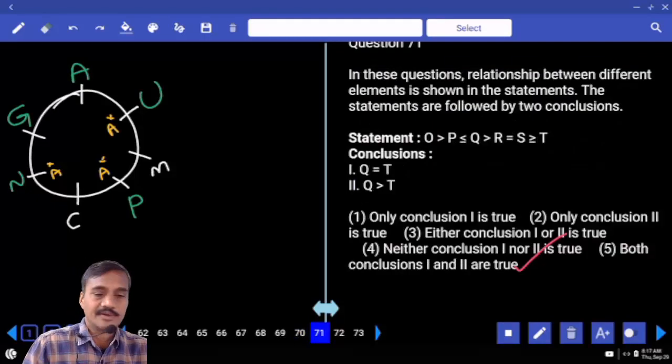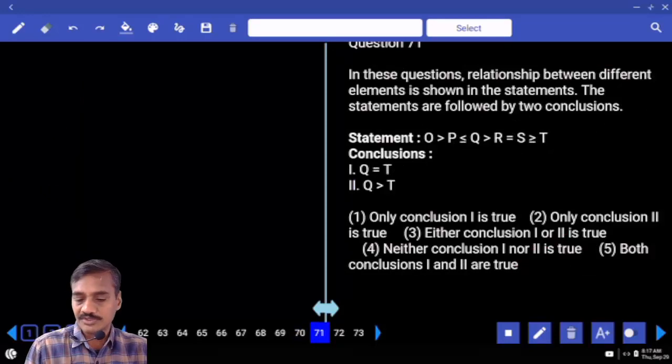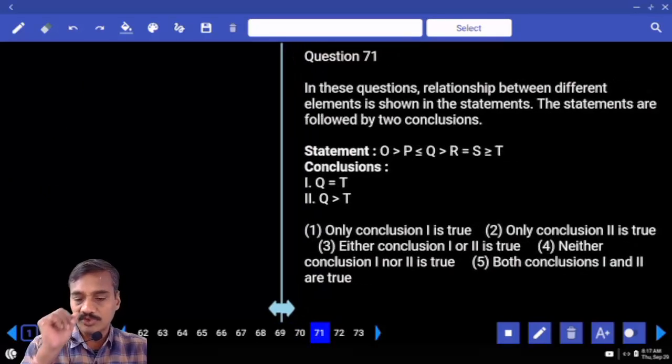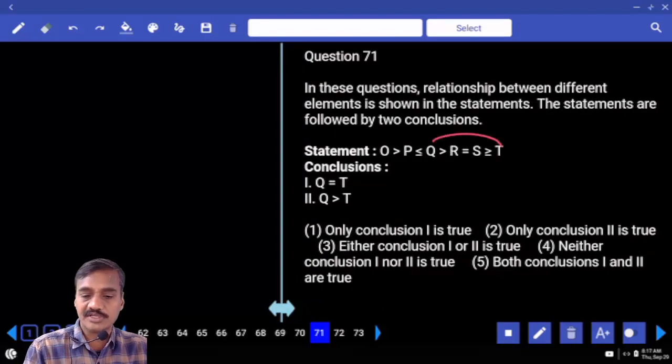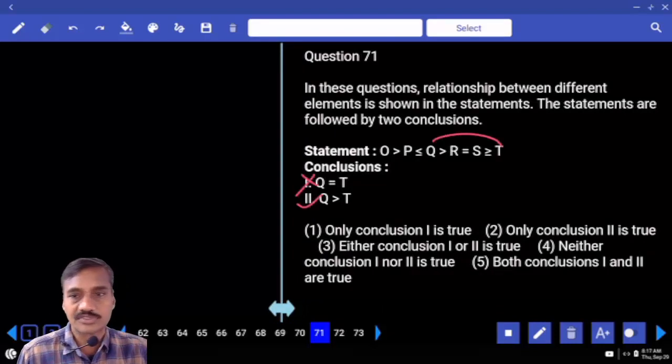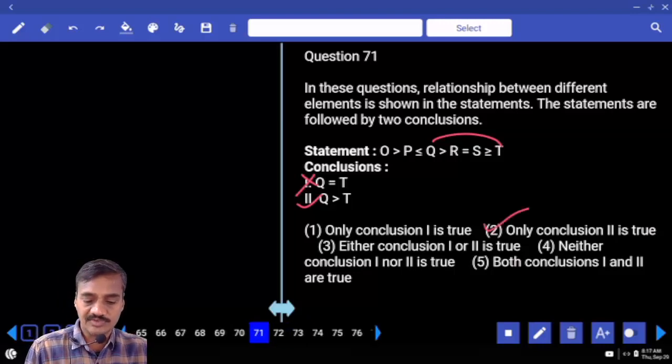Then next one, 71 onwards. Now in this question number 71, both the conclusions are in between Q and T. Now Q is here, T is here. Q greater than T is true, Q equals to T is false. So what is your answer? Only 2, choice 2, question number 71.